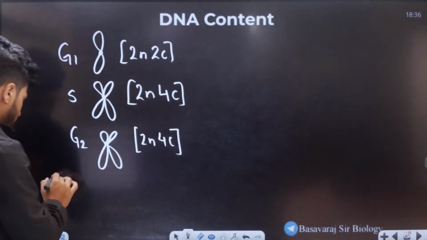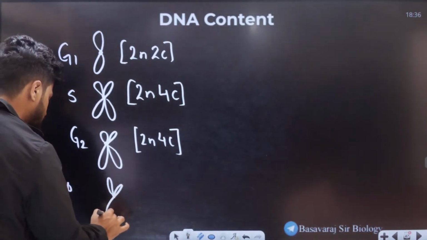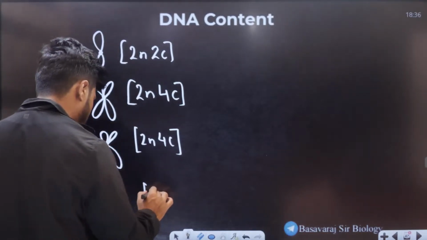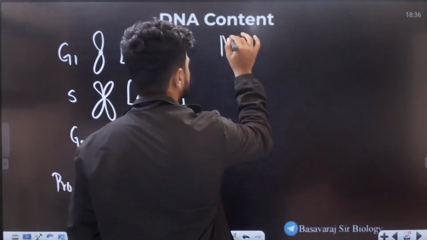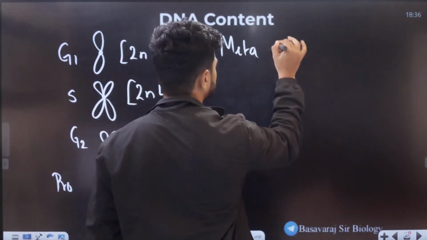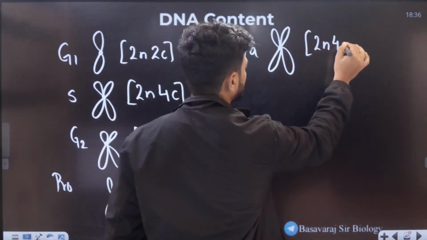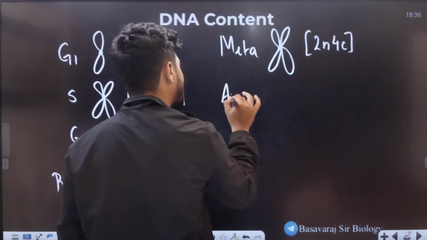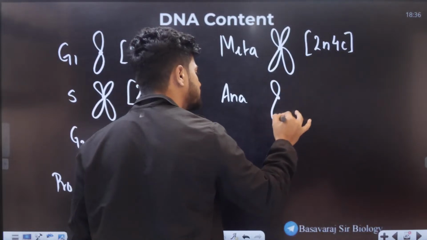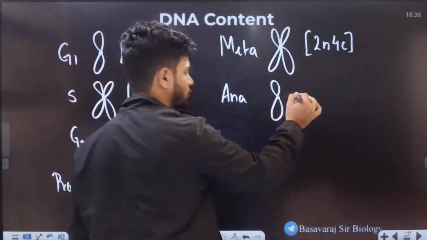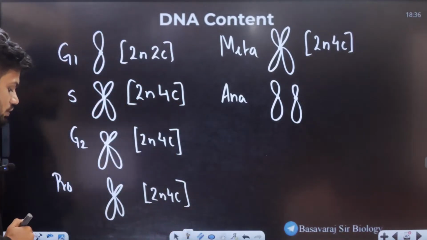Now, what about prophase? Is there any change in prophase, students? Absolutely not. In prophase, it again remains 2n 4C. Same goes for metaphase. There is no change in metaphase also. Now, what happens in anaphase? In anaphase, there is a split of the centromere. The centromere is splitting.